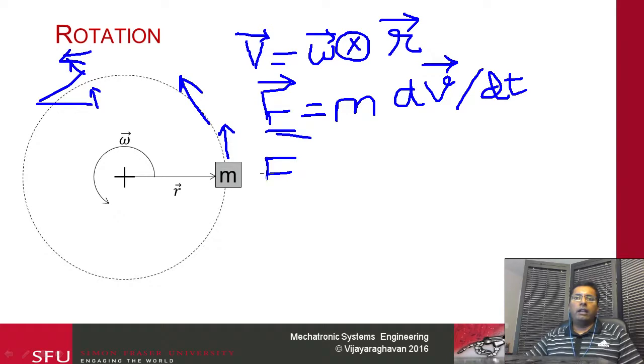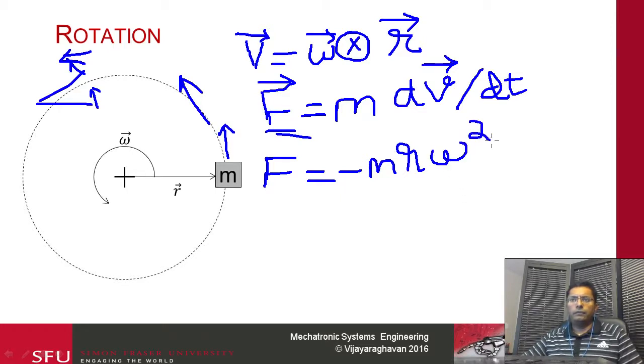So I'm going to have a radial component of my force, which is going to be minus m r omega squared. This is going to be along the r vector. Because r is pointing outwards, the negative sign says the force is going inwards.